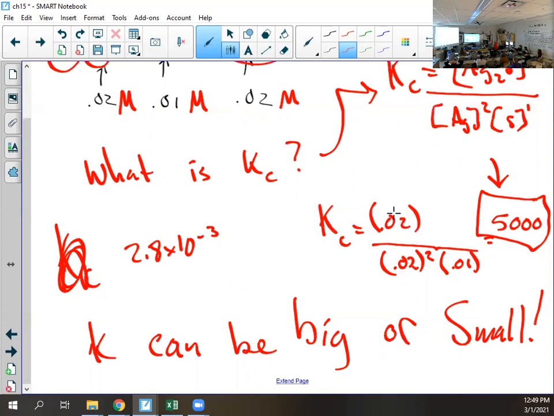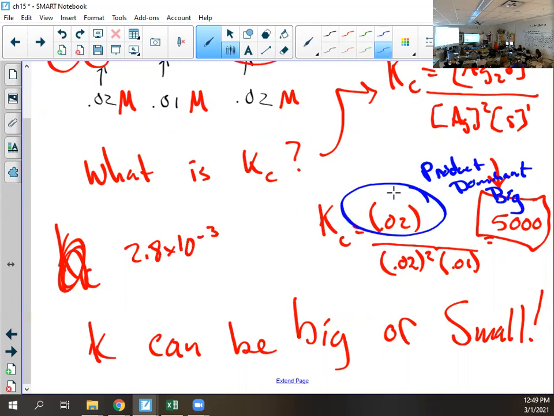Okay, now let me tell you something, and we'll learn about it. But if it's big, that means its product is dominant. And this is in the notes later. But if K is a big value, it means that there's more products than there are reactants. Now this one looks weird, but just go with me. If it's small, that means there's more reactant at equilibrium, or reactant dominant. Small is less than one.